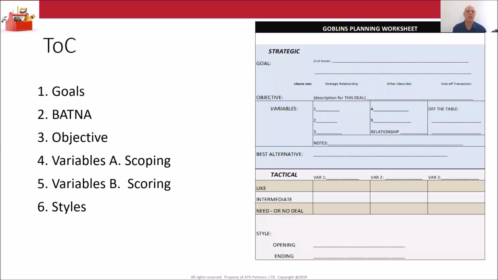So the table of contents for this last tool looks a lot like the Goblin's Planning Worksheet. So we're starting where we finished up, but now we're integrating everything. We're going to be looking at goals, BATNA, and objectives in the first half, which corresponds to the top half of our planning worksheet. And then we'll be looking at scoping, scoring, which is the wins matrix, and styles in the second half, and that's our tactical plan.